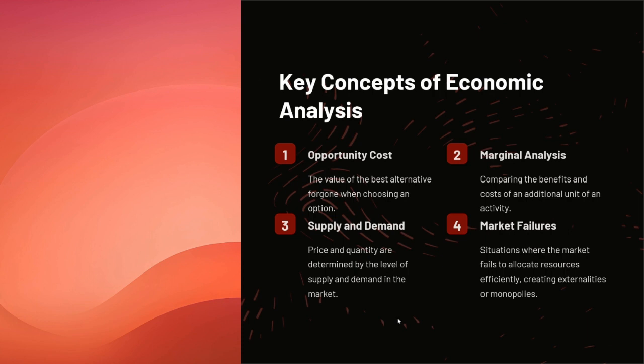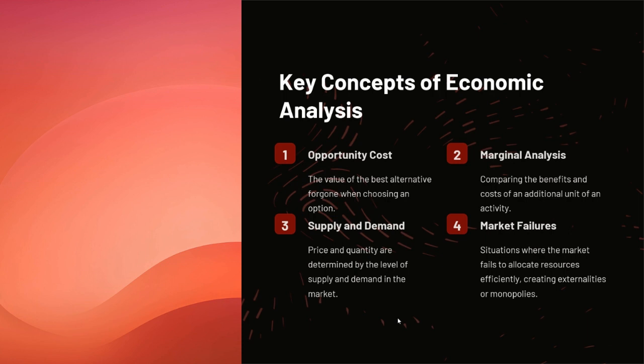Next is supply and demand. Price and quantity are determined by the level of supply and demand in the market. If the supply is good, then the demand will be less, and if the supply is less, then the demand will be high. That's how the market price fluctuation works.